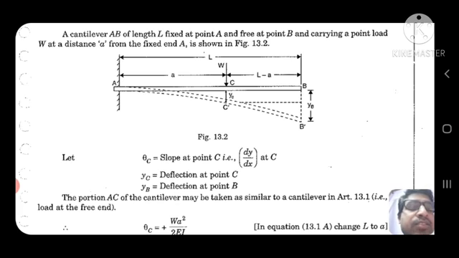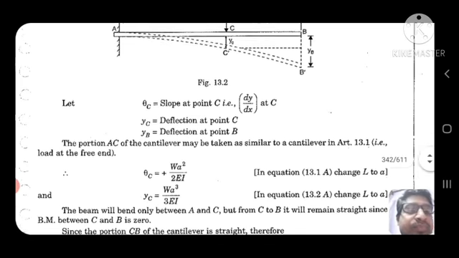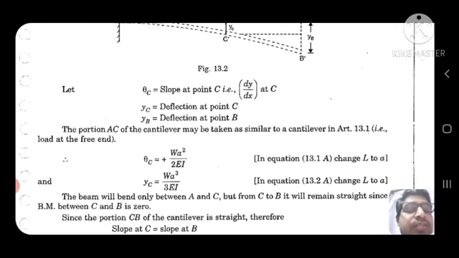So theta C, that is the slope at point C, YC, that is the deflection at point C, and YB, that is the deflection at point B. The portion AC of the cantilever may be taken as similar to a cantilever. Theta C is equal to W a square by 2 EI. YC is equal to W a cube by 3 EI.